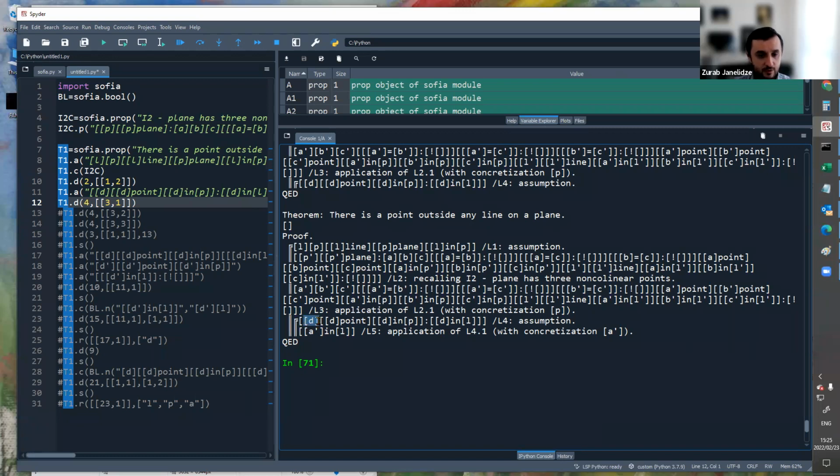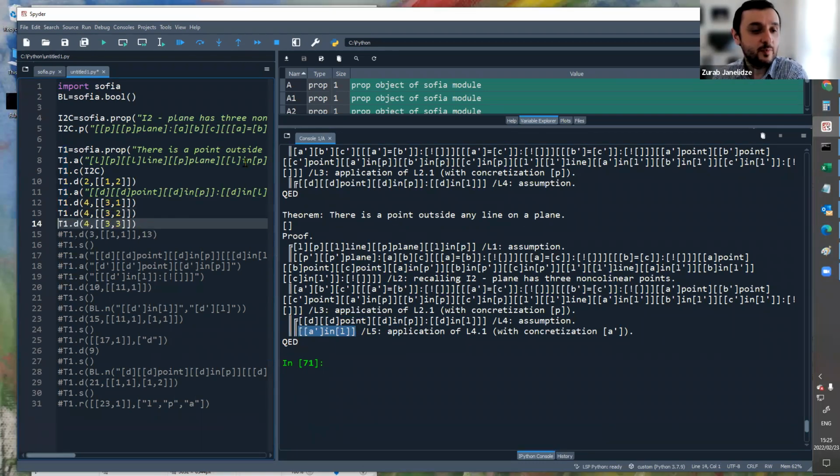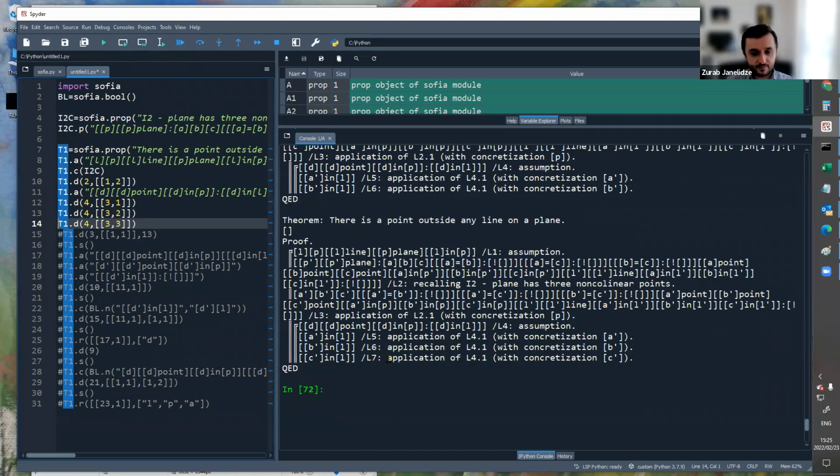Firstly, A prime on its own exists because it's stated here. A prime being a point is stated right here. And A prime being in P is stated right here. So once all of this is confirmed, then Sophia can say, aha, therefore, indeed, we can then believe that this is also true, namely that A prime is in L.